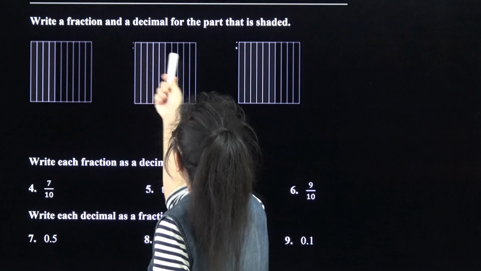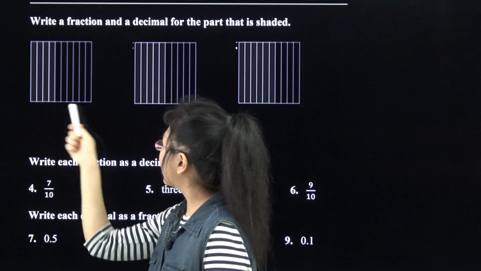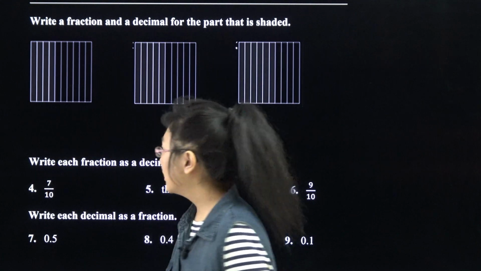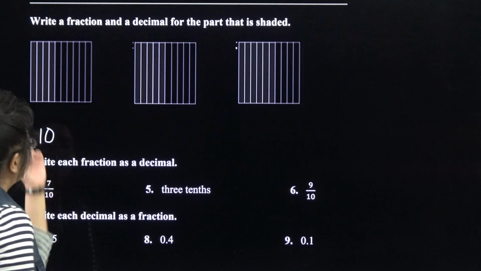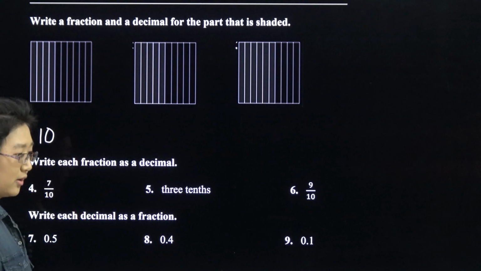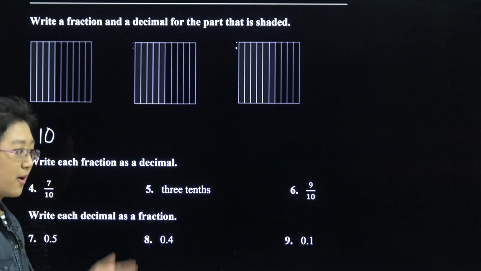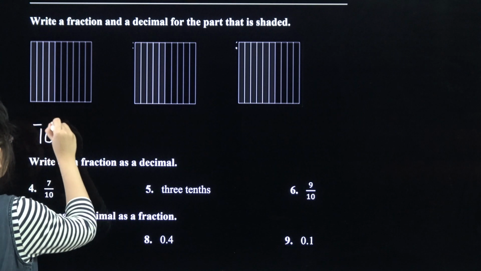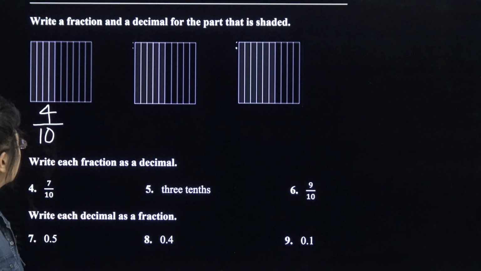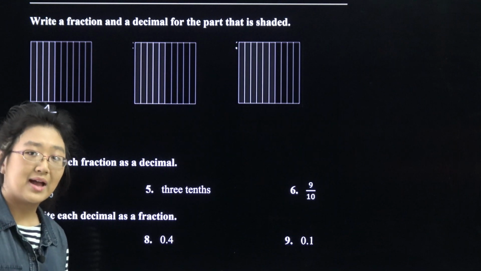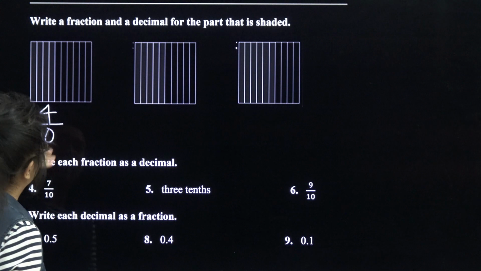Write a fraction and a decimal for the part that is shaded. We can tell that this is 10 parts in total. So the denominator of the fraction would be 10. And there's 4 parts that's shaded. So what do we know about fractions? They're parts of a whole, and the part is on top, or the numerator. The numerator would be 4. That's 4 over 10. We can simplify that into 2 over 5. But since we're doing tenths, we're not going to do that.